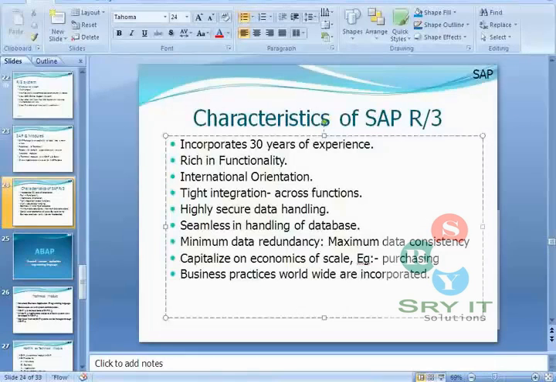Tightly integrated across the function modules. The function modules are integrated very tightly with very accurate functionality. For example, how SD and MM are integrated, how SRM and HR are integrated with other functional modules. The processes follow CMMI level 5 companies' way of processing business, integrated across all of that. Highly secure data; data handling is very high and very easy to handle also.